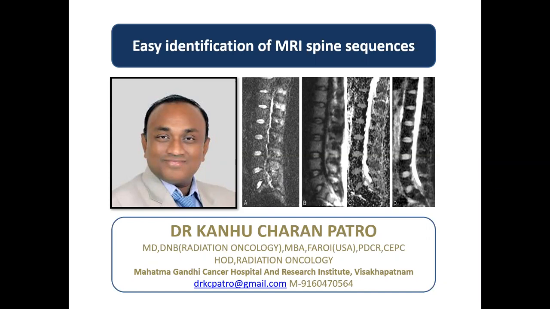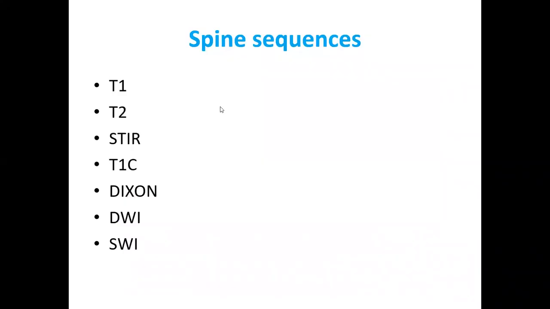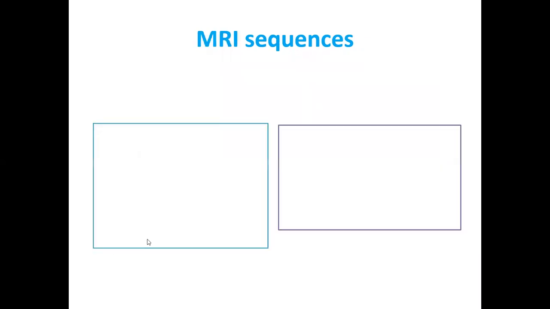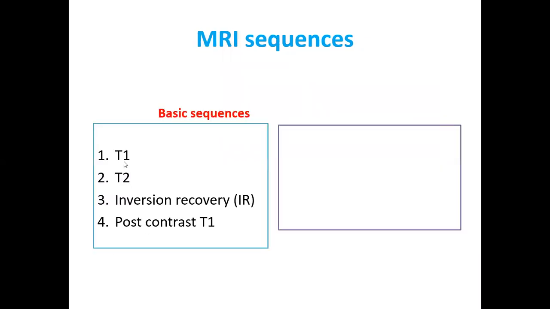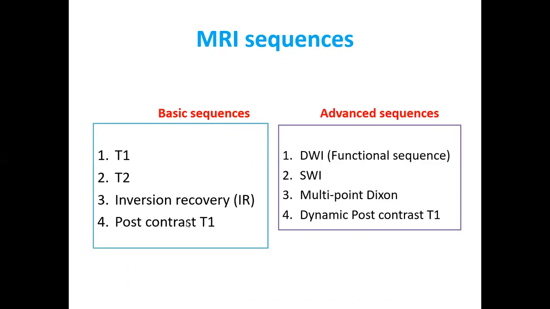Today, I am going to discuss the easy identification of MRI spine sequences. So, if you see the conventional MRI spine sequences, you will see T1, T2, STIR like FLAIR sequence in brain, T1 contrast, diffusion weighted image, and susceptibility weighted image. The basic sequences are T1, T2, inversion recovery STIR sequence, and post contrast T1. Advanced sequences, functional sequences, are diffusion weighted image, susceptibility weighted image, multi-point Dixon, and dynamic post contrast T1.